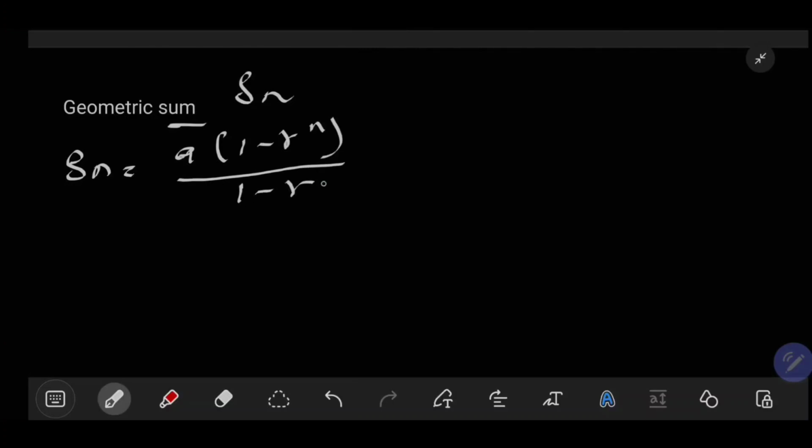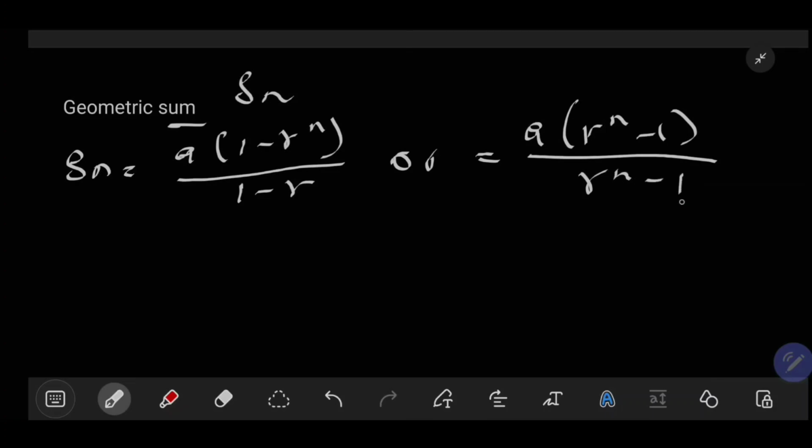In this session, I want us to focus on the geometric sum, or the geometric series. We know that when we talk of the sum, we denote it by Sn. The general formula for this is Sn equals a into 1 minus r exponent n, over 1 minus r. Or you can say this is equal to a into r^n minus 1.